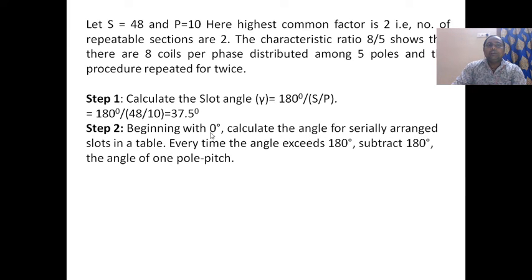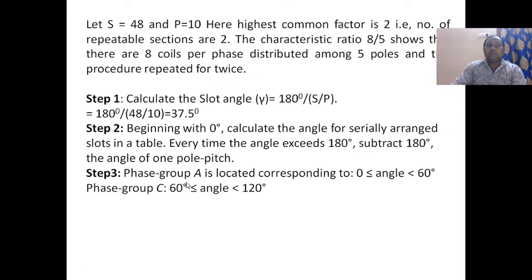Step 2. Beginning with 0 degrees, calculate the angle for serially arranged slots in a table. Every time the angle exceeds 180 degrees, subtract 180 degrees, the angle of one pole pitch. So we start with 0. Next one is 0 plus 37.5, which is 37.5. Every time the angle exceeds 180 degrees, we subtract the 180 degrees of one pole pitch.